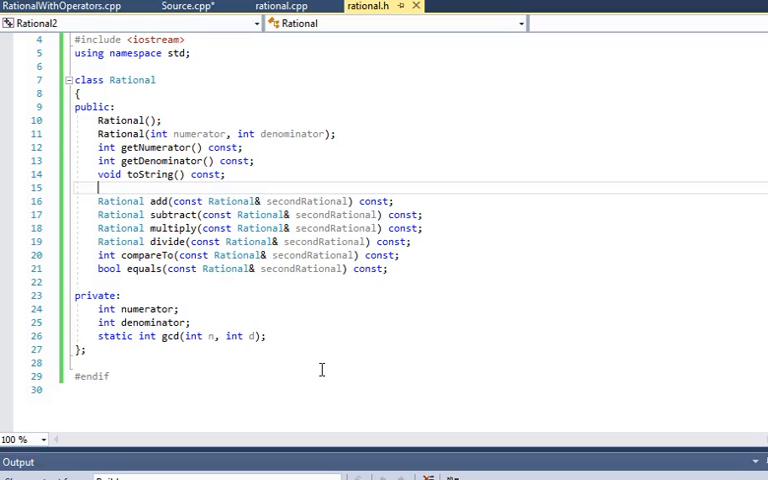Let's continue our coverage of the rational class. I've added several functions to the rational class. The add, subtract, multiply, divide, compareTo, and equals functions are added.